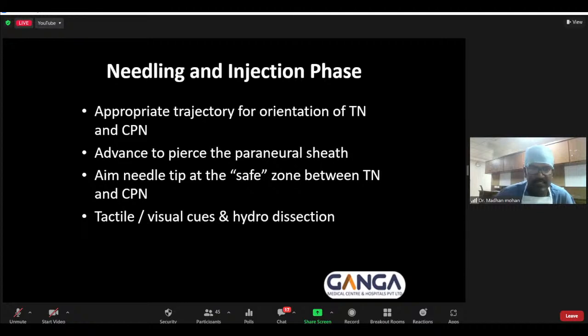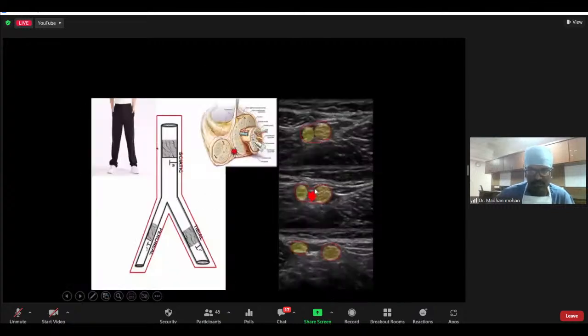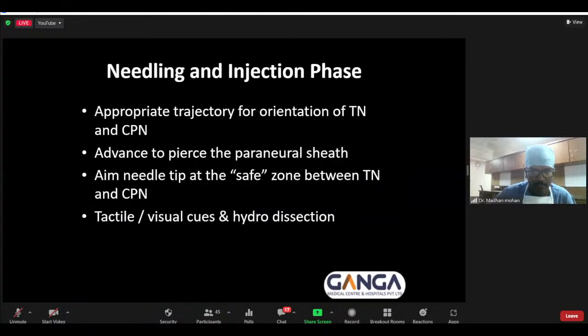Coming on to the needling and injection phase, obtain the appropriate trajectory for the orientation of the tibial nerve and common peroneal nerve. After obtaining that, advance to pierce the paraneural sheath. Aim the needle tip at the safe zone between the tibial nerve and the common peroneal nerve, otherwise called the sweet spot of the nerve. As I told, this is called the sweet spot of the nerve. And tactile or visual cues and hydrodissection with 0.5 milliliters of local anesthetic will help to identify where your needle tip is.